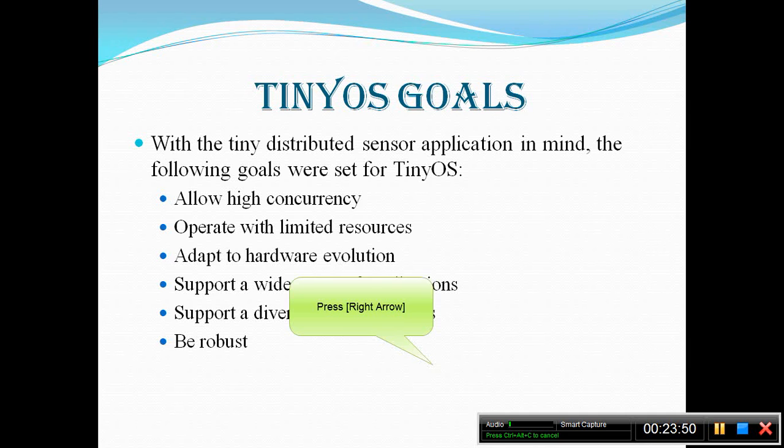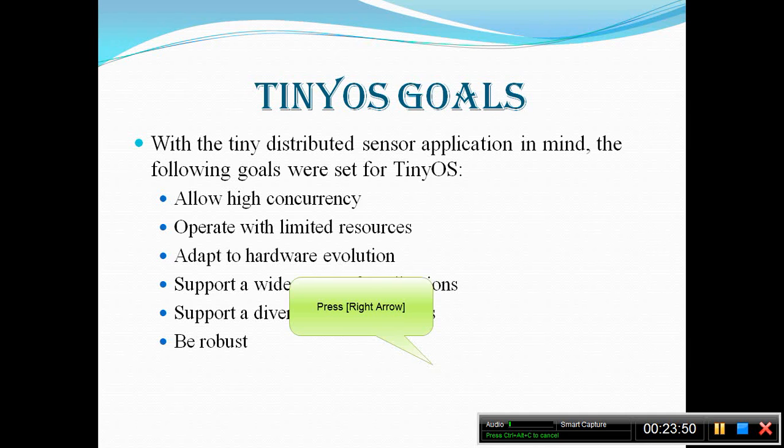Next goal is support a wide range of applications. Applications exhibit a wide range of requirements in terms of lifetime, communication or sensing, etc. A general purpose embedded operating system is designed so that a standardized approach leads to economies of scale in developing applications and support software. Next goal is support a diverse set of platforms. A general purpose embedded OS is desirable.